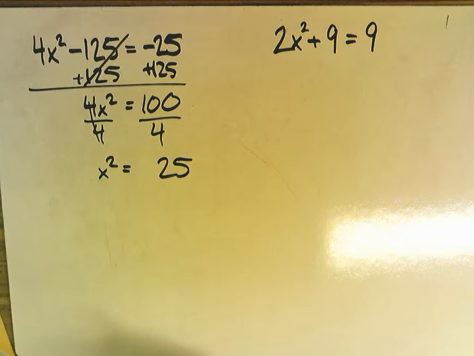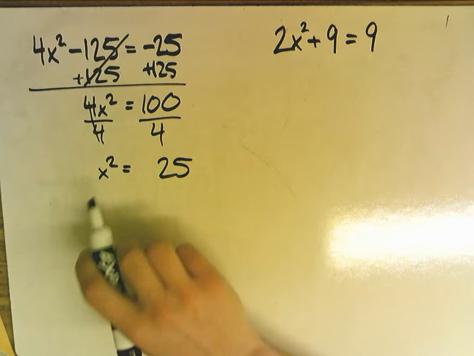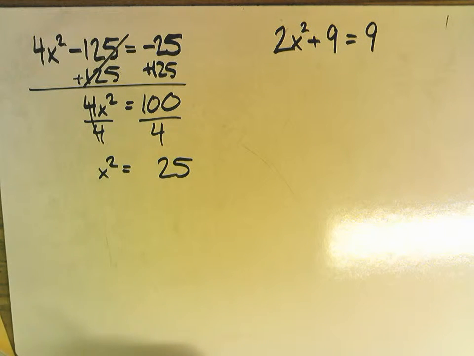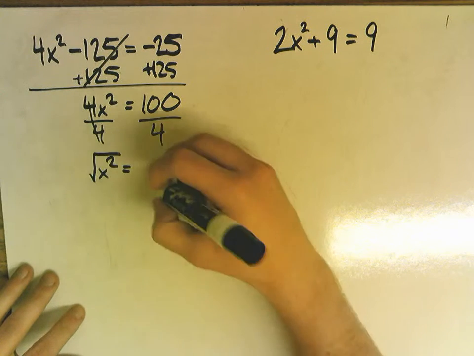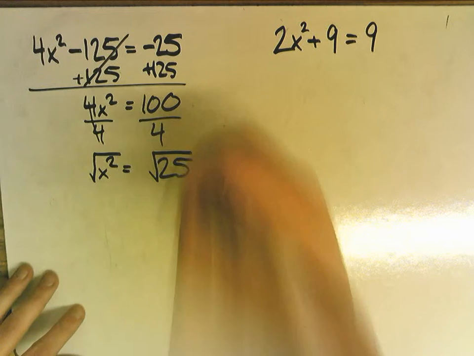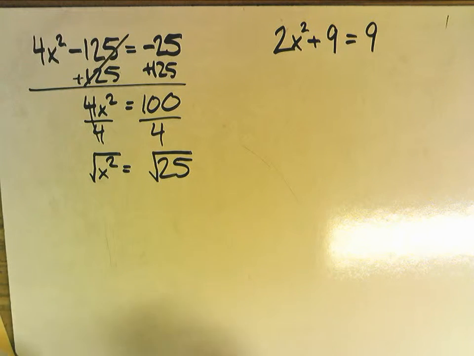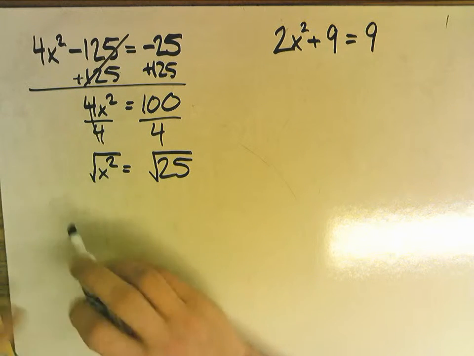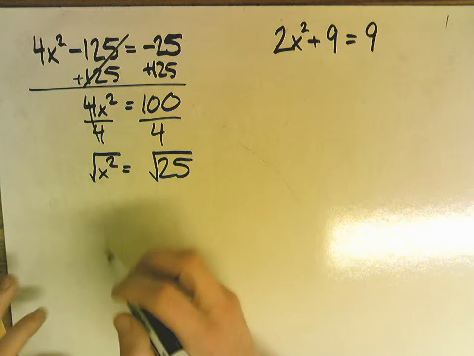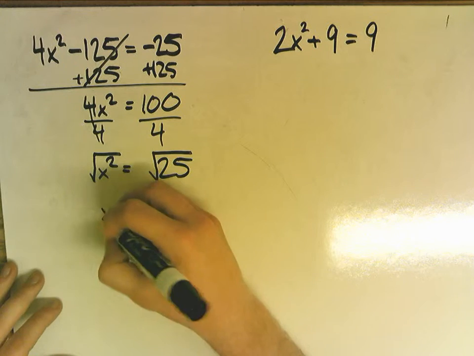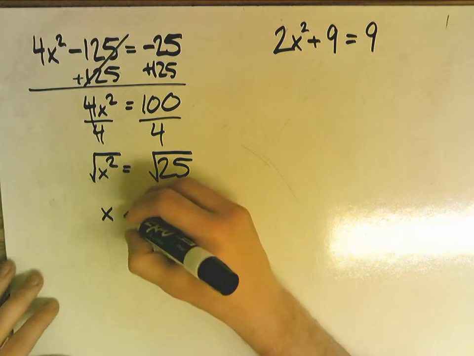The way that we would cancel out something that's being squared is we're going to take the square root of it. And when we do that, we have to do it to both sides. Now, the square root of x squared, we're trying to say what value times itself gets us x squared. In this case, x times x would equal x squared. So the answer to that is just x.